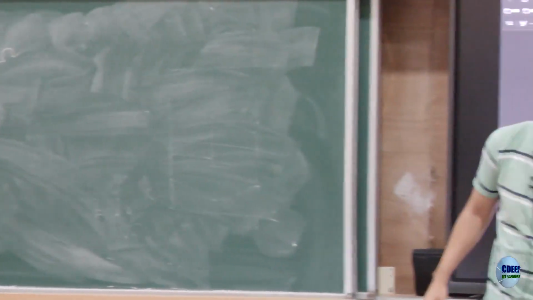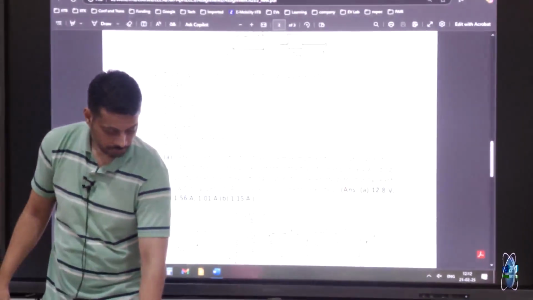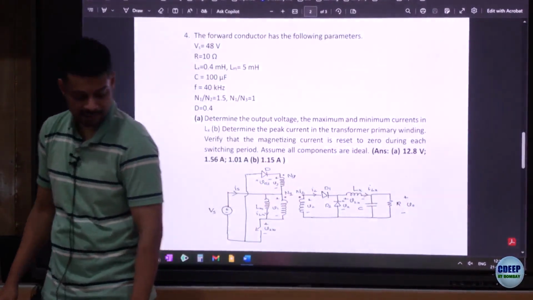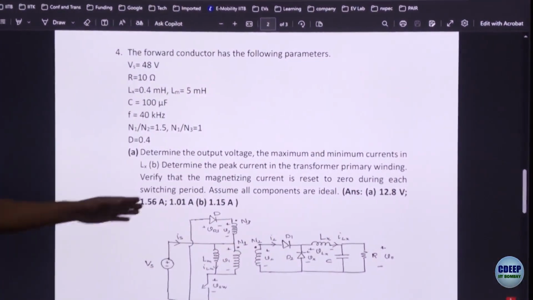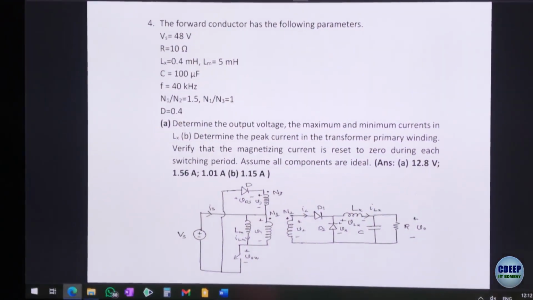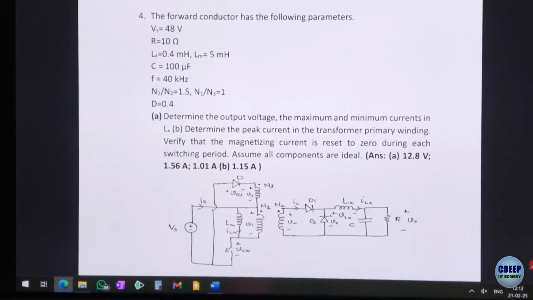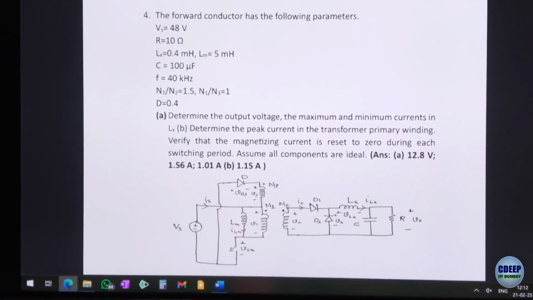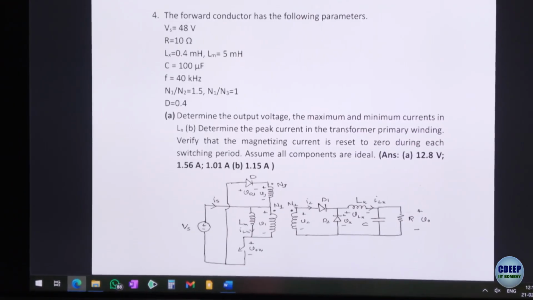Question 4. Okay, now 4 has a complicated circuit which you can see here. All the parameters are given to you. It's a forward converter with a tertiary winding in it, and you need to find out, source voltage is given, load resistance is given, magnetizing inductance, the second inductance is given to you, capacitance, frequency, turns ratio and duty cycle, everything is given to you except the output voltage.